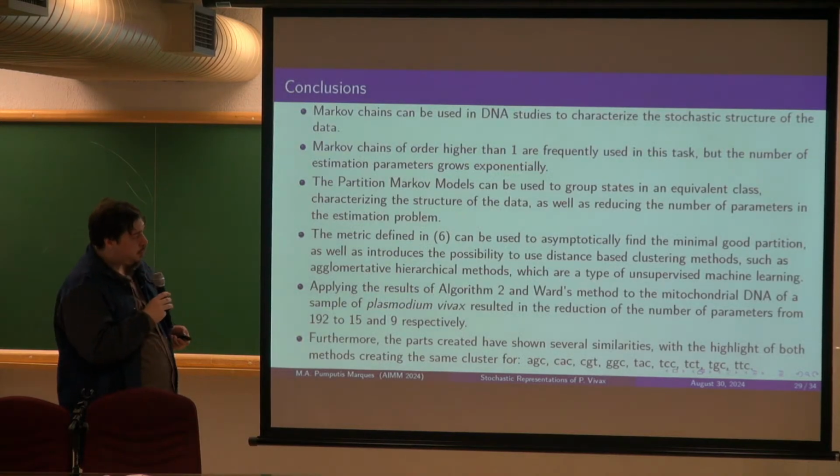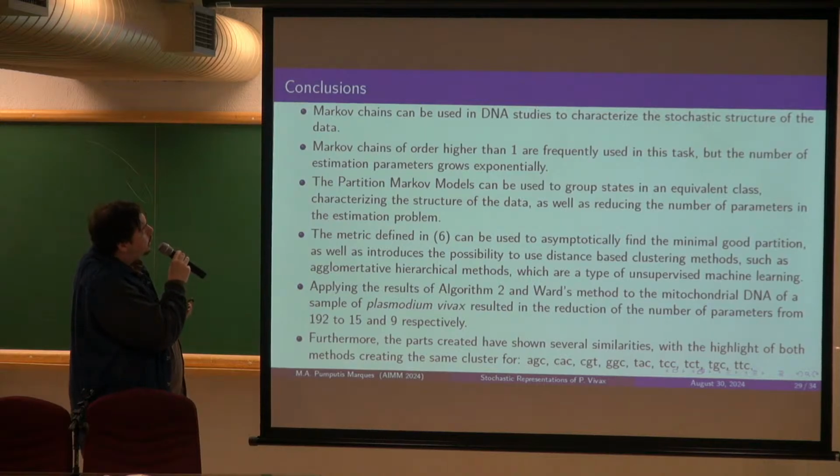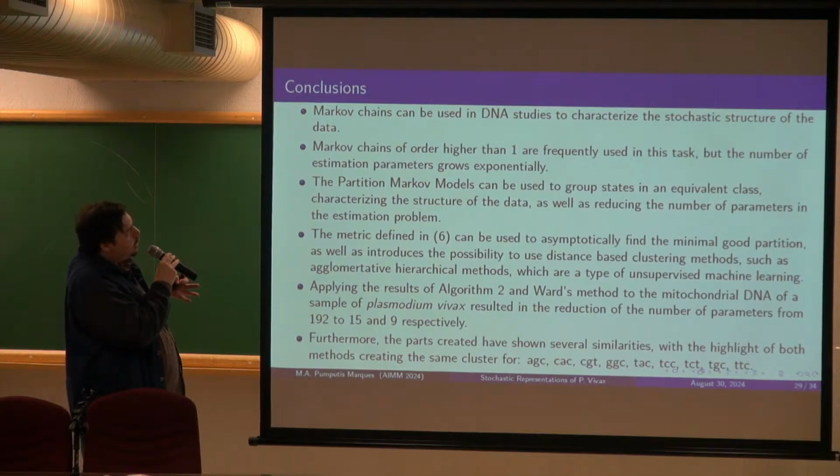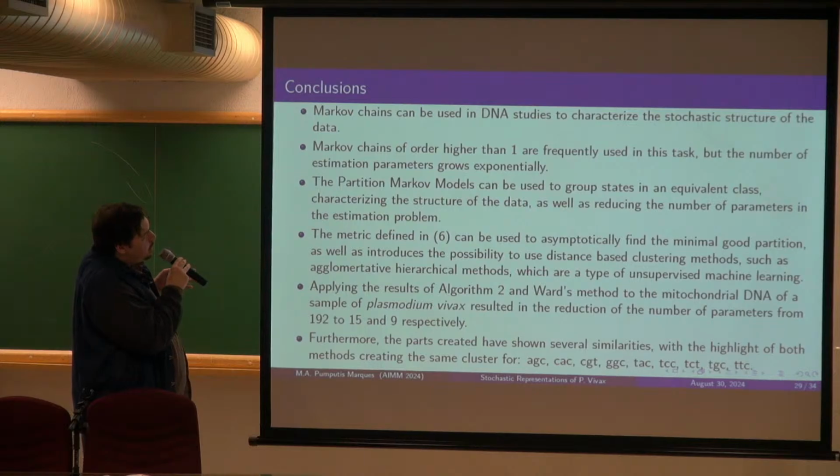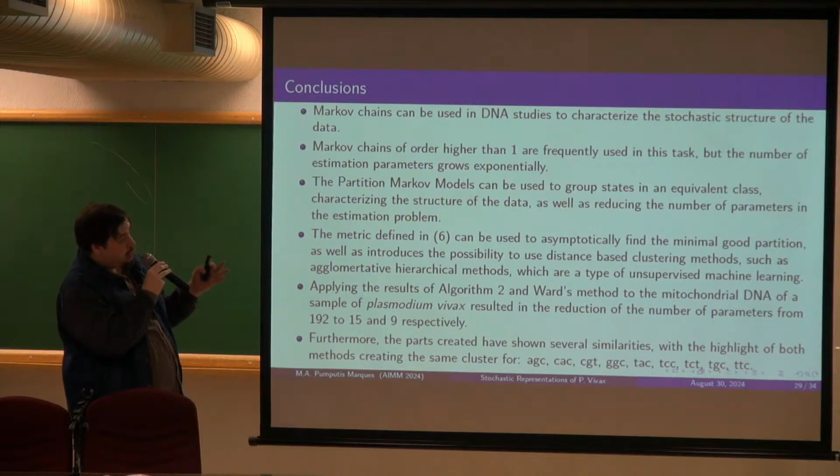So, what are the conclusions here? Well, Markov chains can be used in DNA studies to characterize the stochastic structure of data. Markov chains of order higher than 1 are used frequently in this task, but the number of estimation parameters grows exponentially as you increase the order.